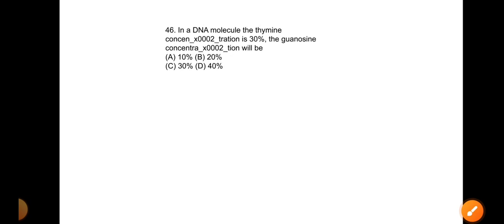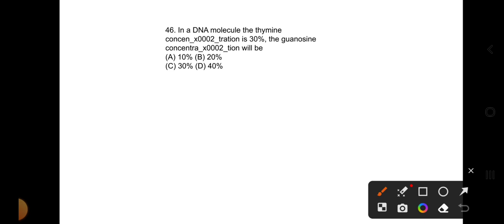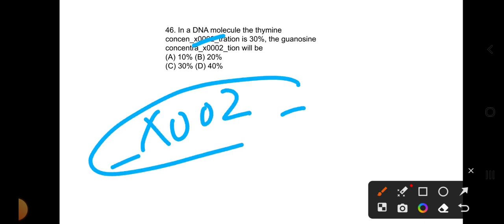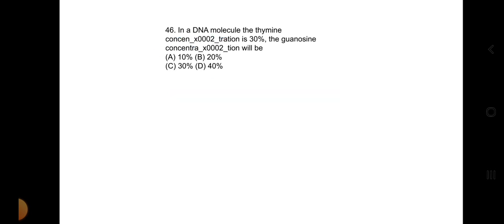46, in DNA molecule, the thymine concentration, just ignore whatever is written. So concentration is 30%. The guanosine concentration will be, if they have given you thymine concentration, you have to guess how much guanosine is present there. 47, in a DNA molecule, the guanosine content is 40%. The adenine content will be. Very easy question. Use the Chargaff rule.